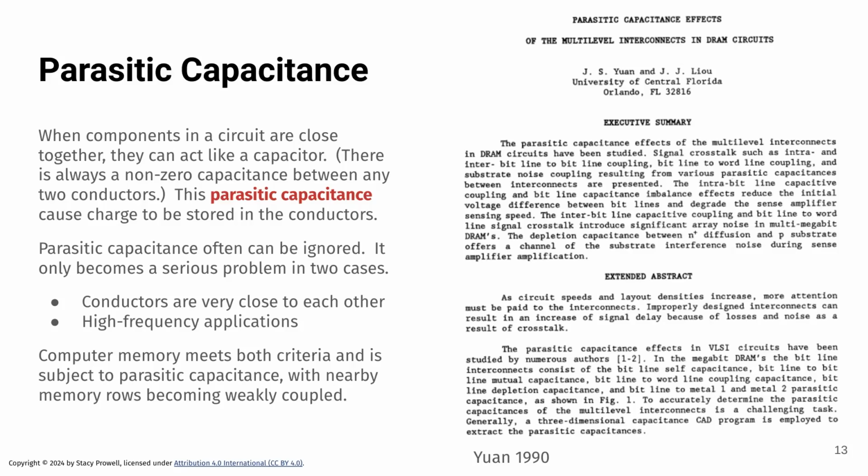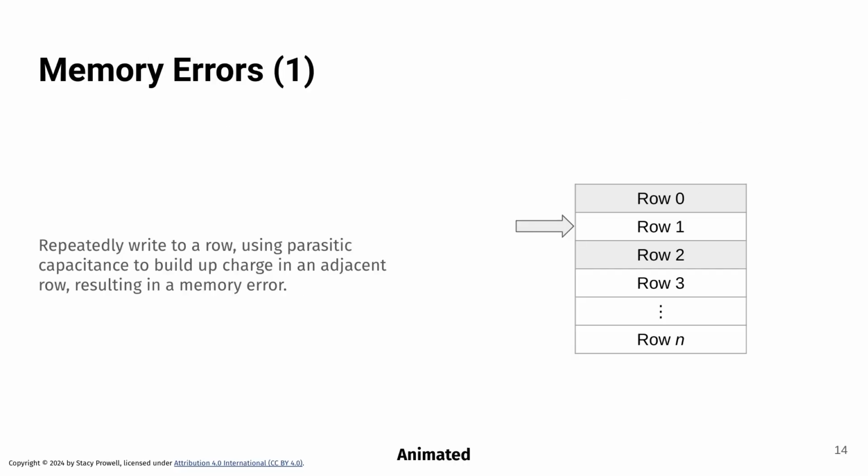In the megabit DRAMs, the bit line mutual capacitance, bit line to word line coupling capacitance, bit line depletion capacitance, and bit line to metal 1 and metal 2 parasitic capacitance. And I've got a figure for this that I didn't reproduce here. All of these capacitances can cause memory errors. All right. So what if I wanted to cause a memory error?